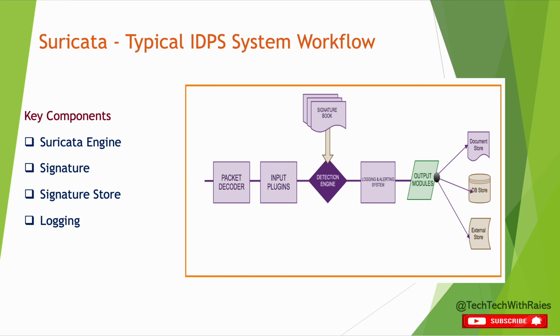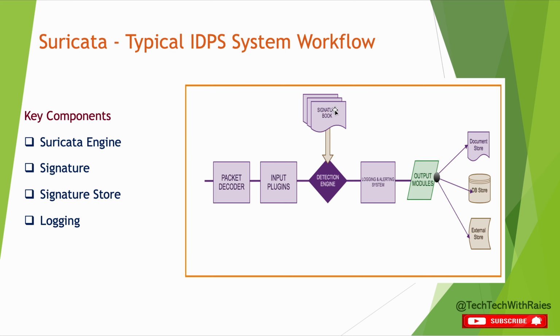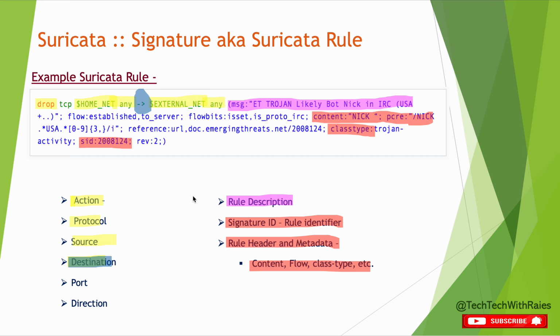So let us move on and see what a Suricata signature looks like. From the previous slide, I said this is the rule book which has a lot of signatures, and this is how a signature looks. This is a rule, and it is also called a signature, a Suricata signature. I have done some color coding here as well. This is an example Suricata rule or signature.